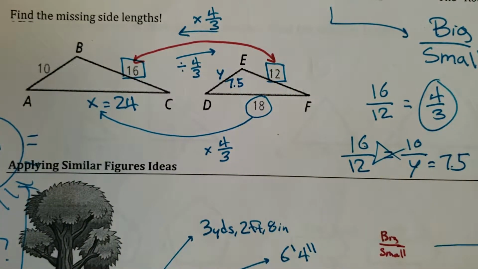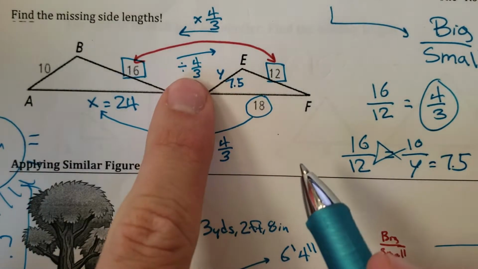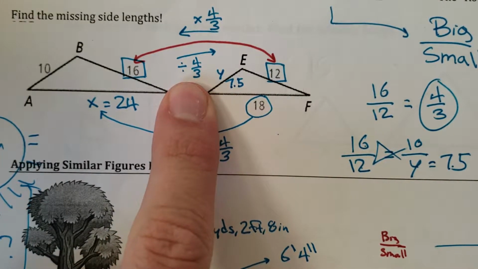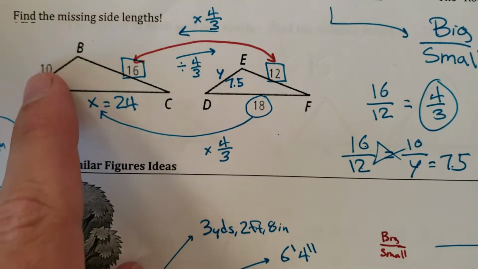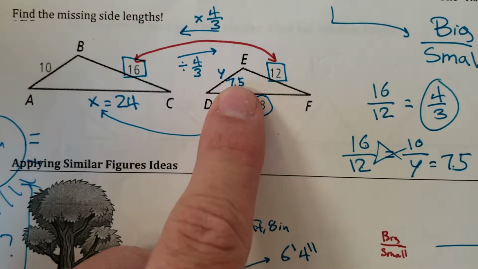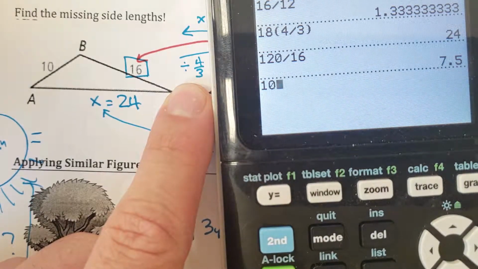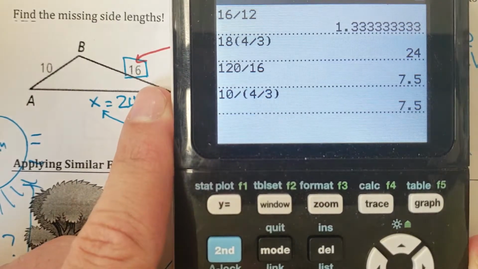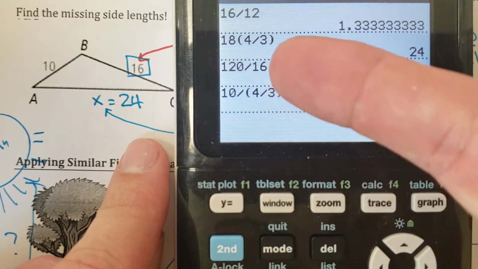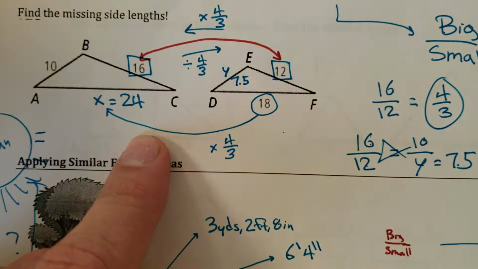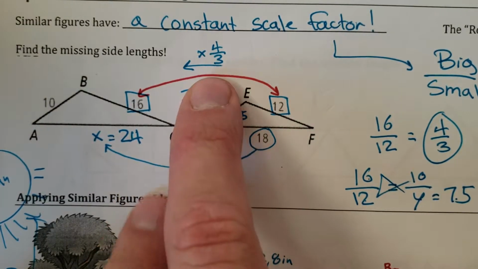Now, just to be safe, let's see if I could also use the scale factor. Okay, so if I had 10 and I wanted to go from the big guy to the small guy, I would have to divide by 4/3. So let's write that down. 10 divided by 4/3. Hey, what do you know? Look at that. Same thing. So you can solve it with a proportion, or you can solve it by actually finding the scale factor.